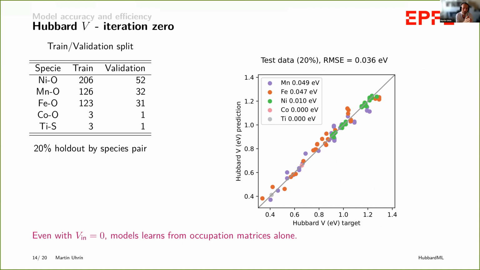For the V values in particular, much of the training data I have has that V value set to 0. So there's no information about what the Hubbard V should be. And so the neural network's forced to learn only on the occupation matrices and the elements and the distance between the species pairs, but predominantly the occupation matrices. And in fact, the results are equally good, so 36 meV in these cases. So it's really able to learn from what's going on in the electronic structure around these 2 atoms.